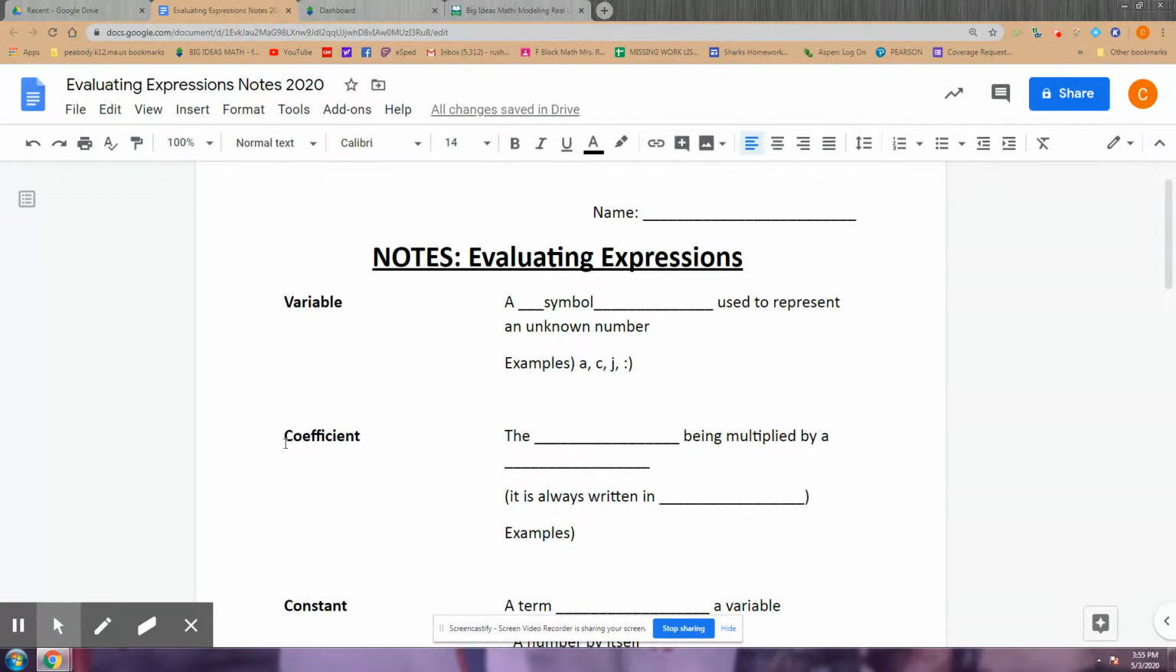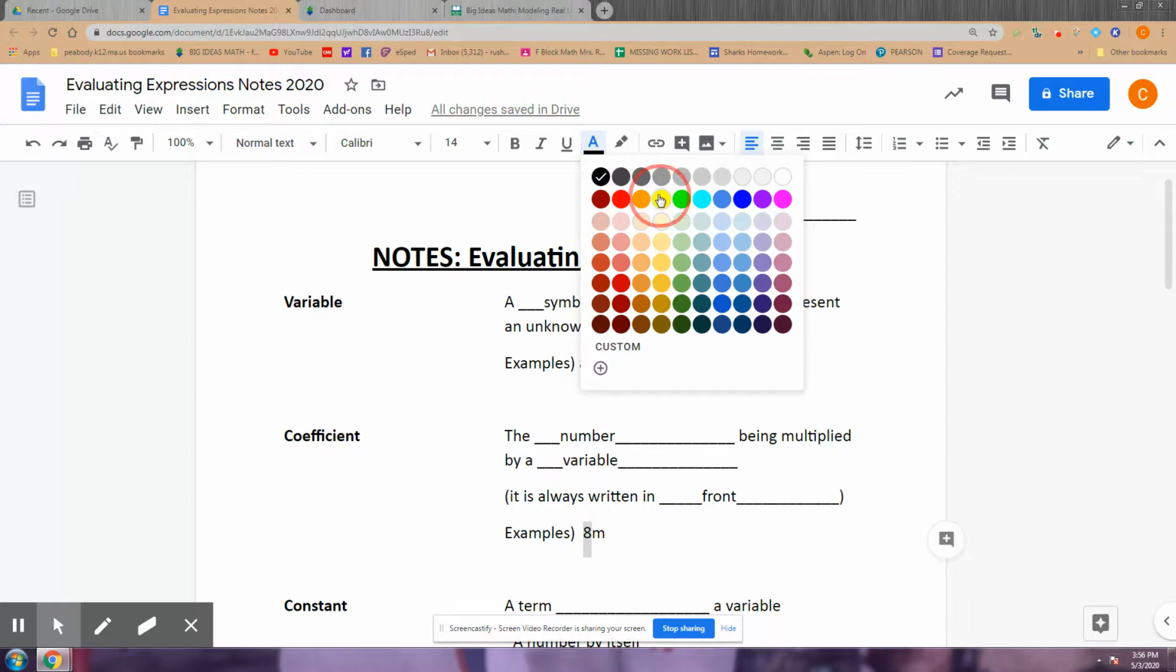The next thing that we're going to talk about is what a coefficient is. The word coefficient. So a coefficient is the number being multiplied by a variable. So it's a number that's always with the letter, and it's always written in front of the letter. So if we had the example 8m, the m is the variable that we just talked about up here, the letter. The 8 would be the coefficient, the number in front. So let me highlight that for you guys.